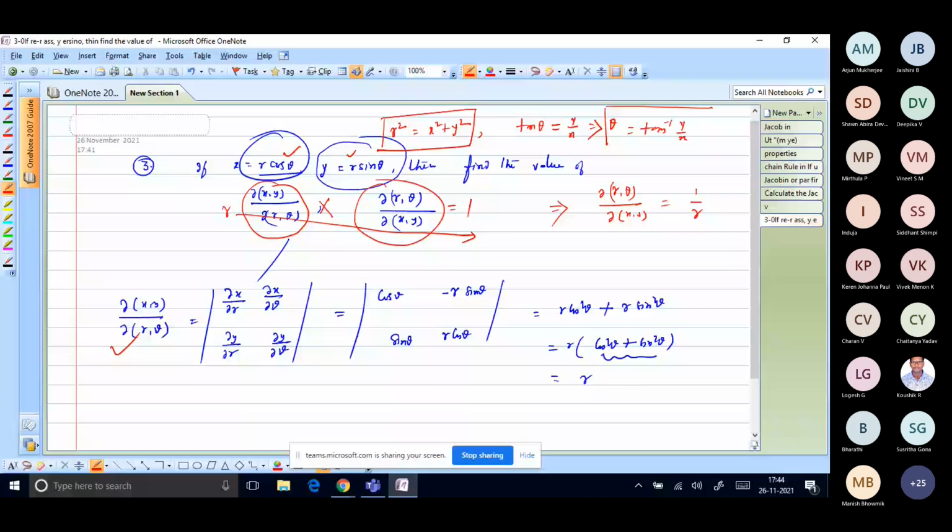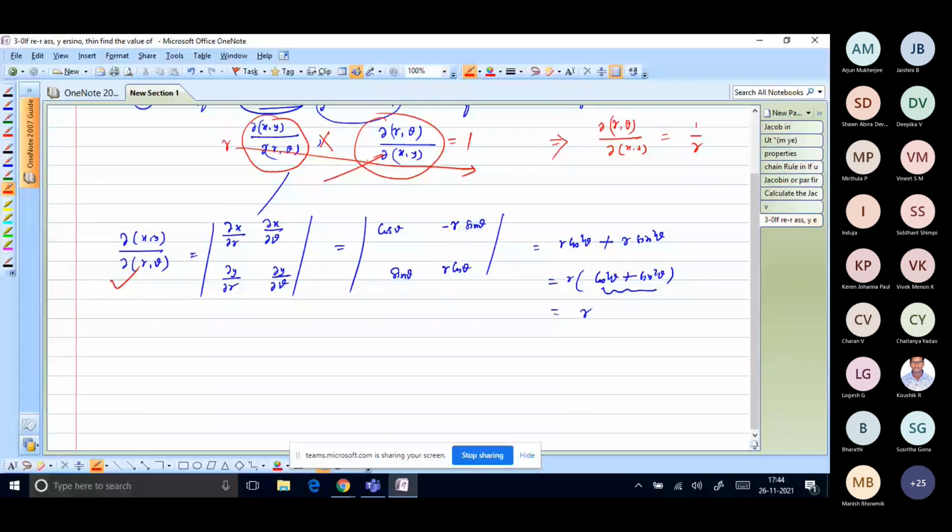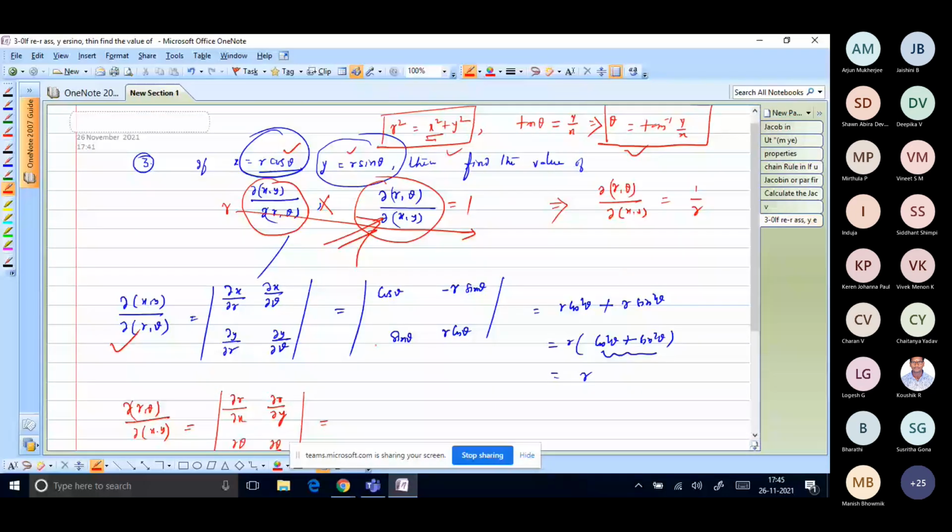and now your work is simple. What do you have to calculate? You have to calculate this thing. See, del r upon del x, del r upon del y, del theta upon del x, and del theta upon del y, right? And this is nothing but Jacobian of r theta upon Jacobian of x y. So when you try to calculate this, see, del r by del x is 2x, del r by del y is 2y.